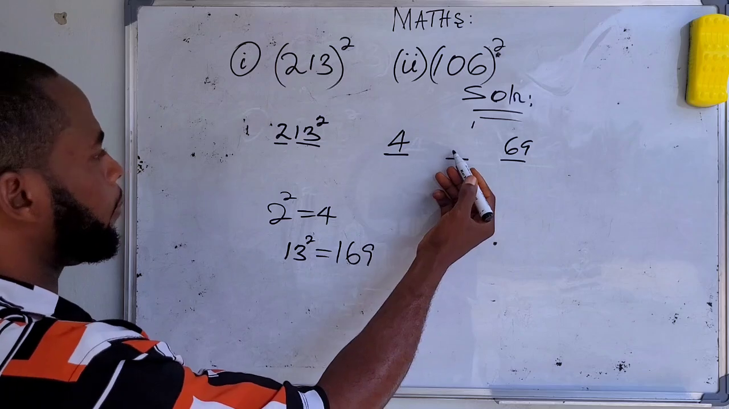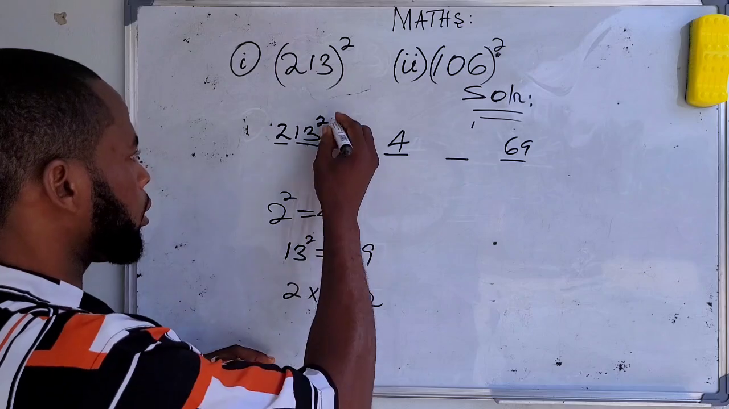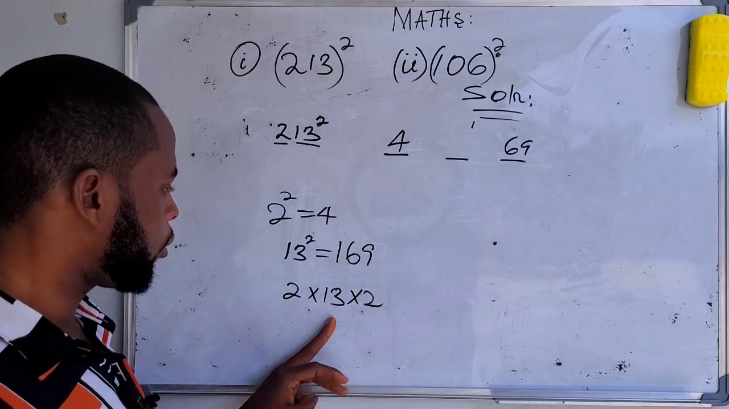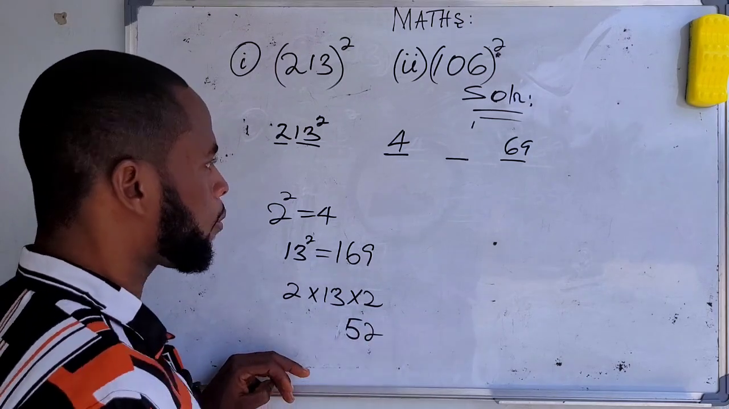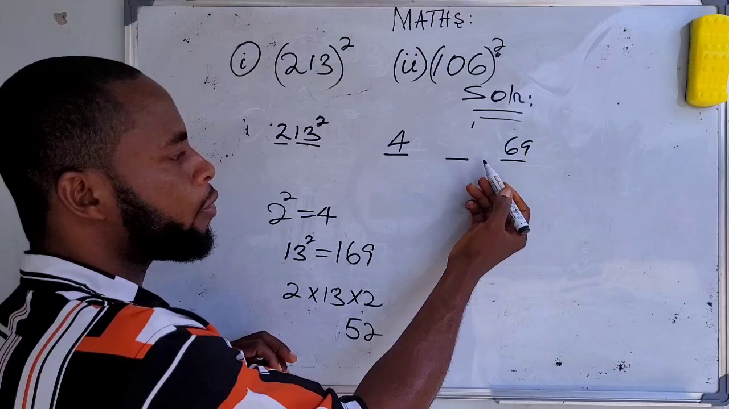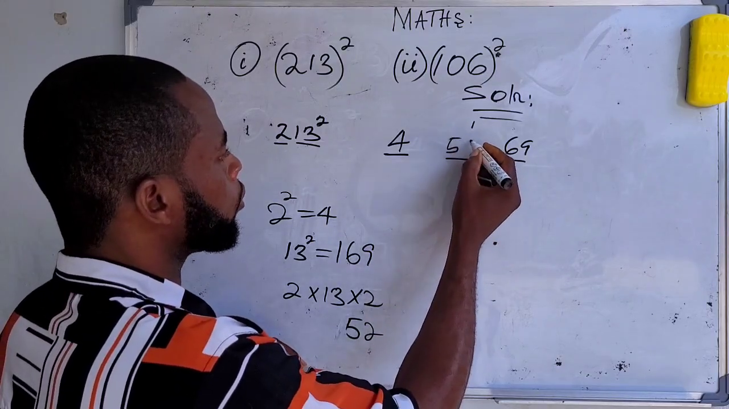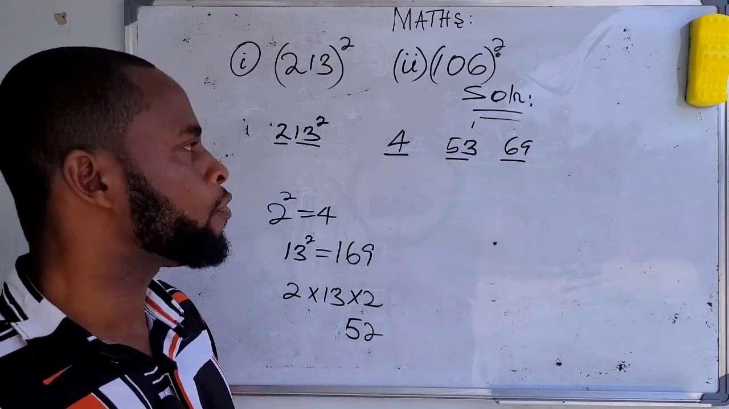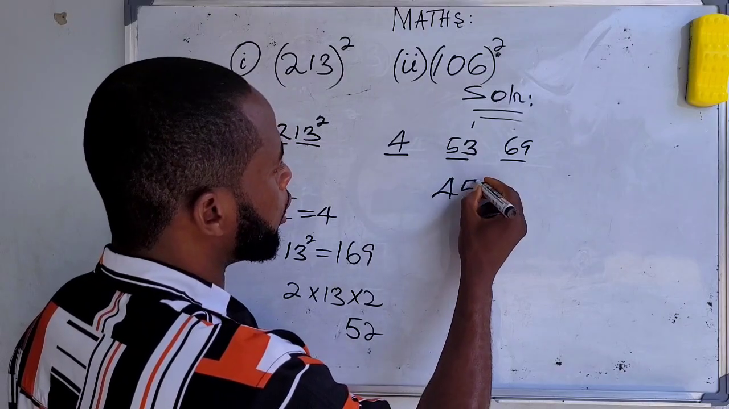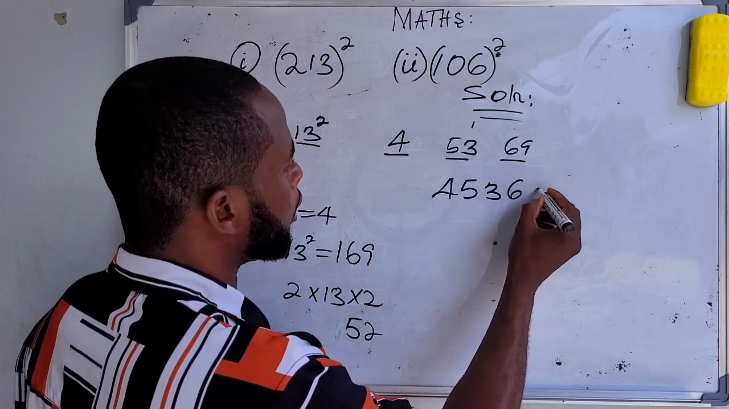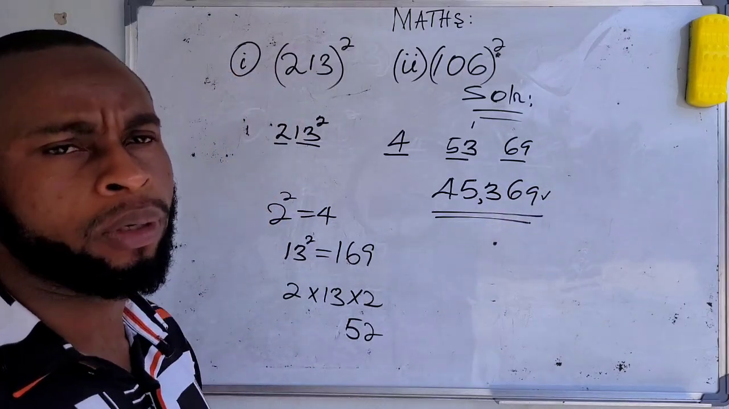Now to get the middle number, we are going to multiply 2 times 13, then times 2. If you multiply this out, you are going to have 52. This is the middle number. Then record that you kept 1 here already. Then 1 plus 52 will give us 53. Therefore, 213 square gives us 45,369. This is the answer to example 1.